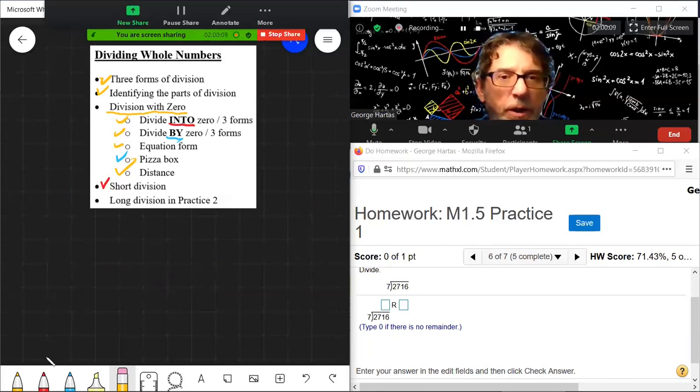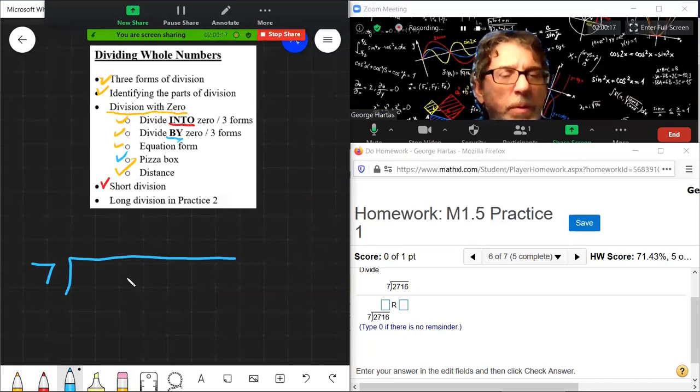Okay, so let's try another one. Short division still. 7 into... and you actually might want to add extra space in between the numbers, just so you can fit in that remainder, if there's any.